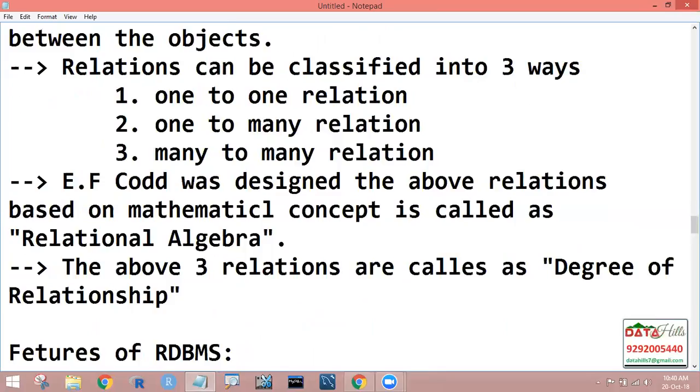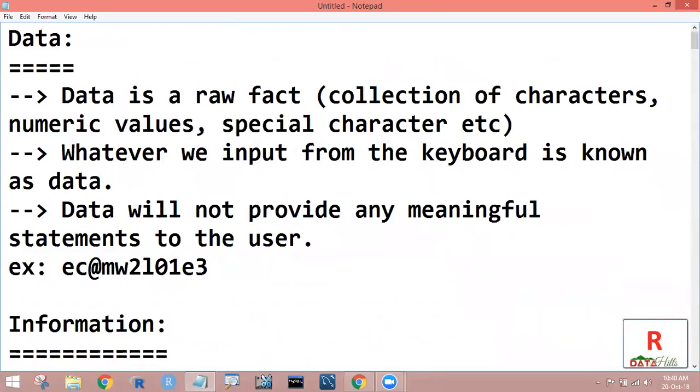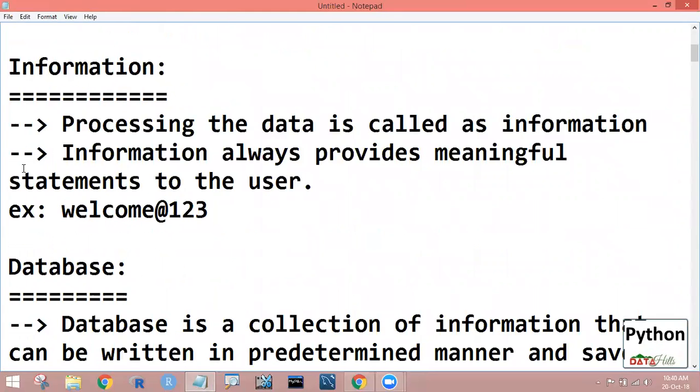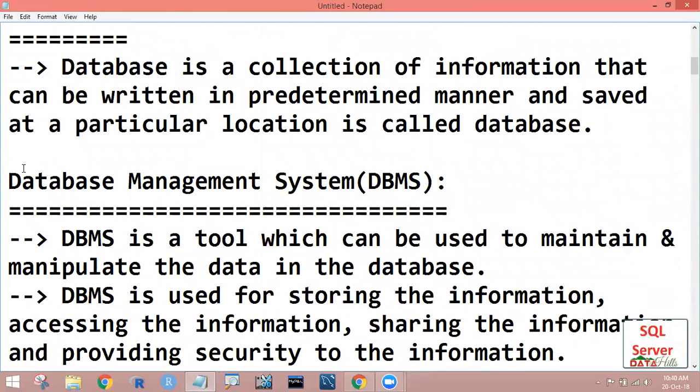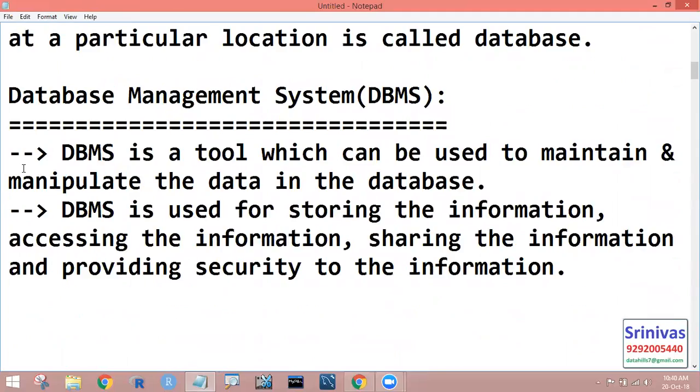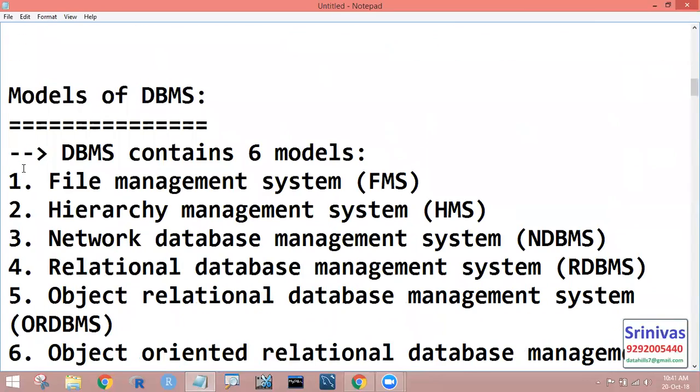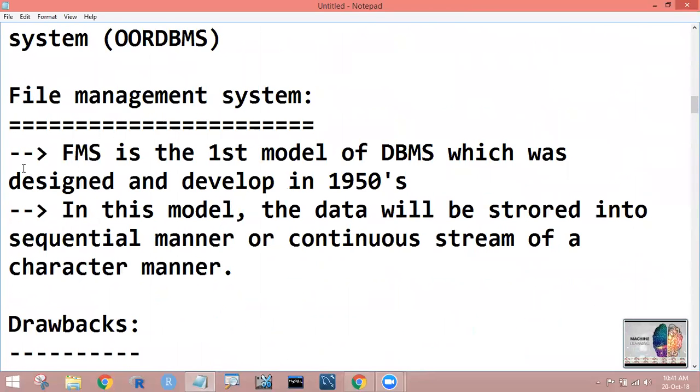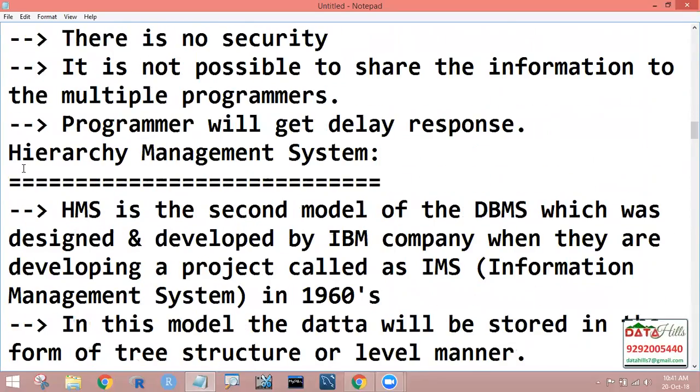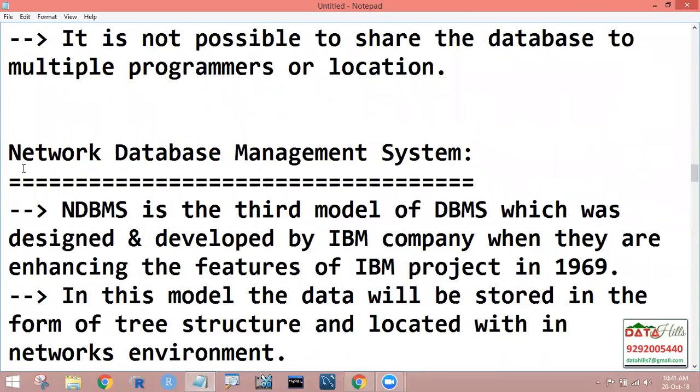This is the introduction part of database management system. In this session we discussed what data is, an example of data, what its importance is, an example of information, and the difference between data and information. Next, what a database is, what a database management system is, and what models we have in it. We have 6 models. Among them we discussed file management system, hierarchical management system, and network database management system.